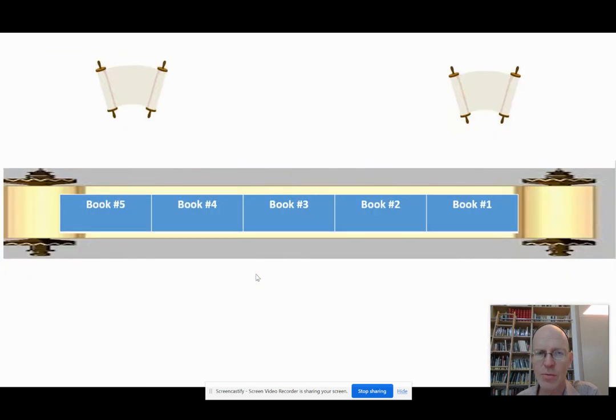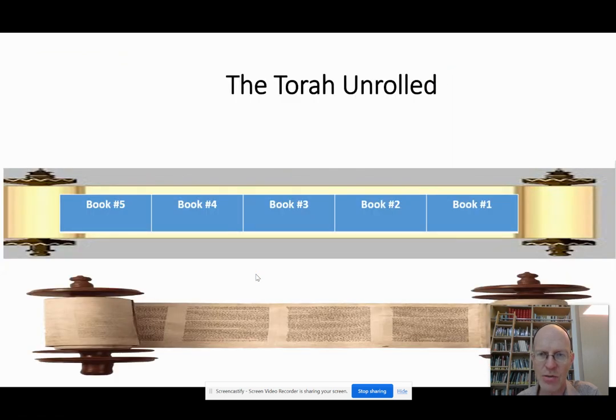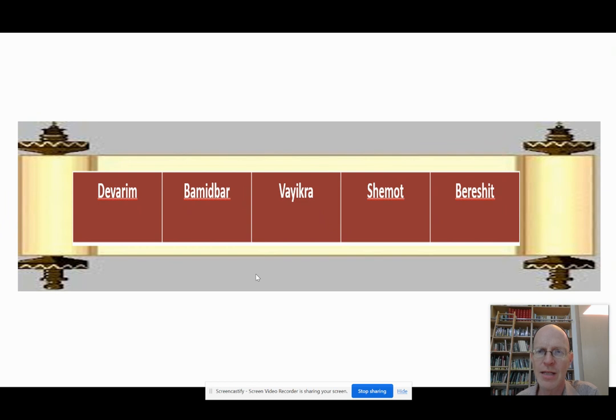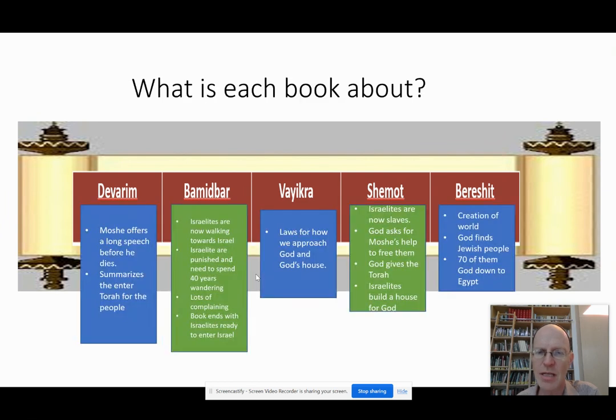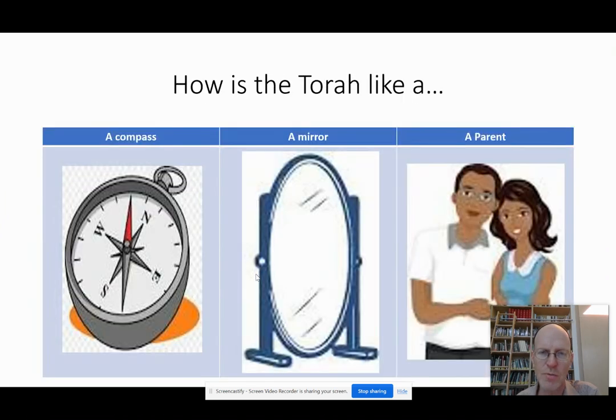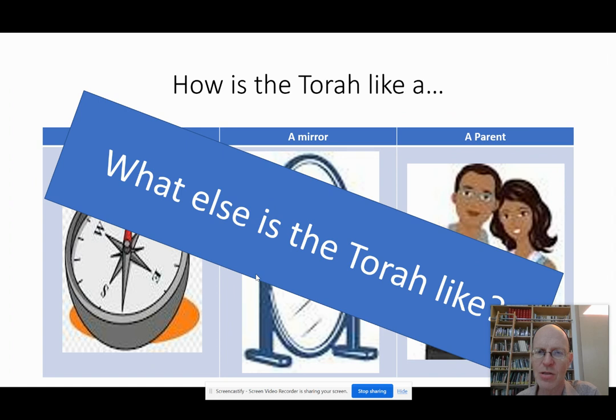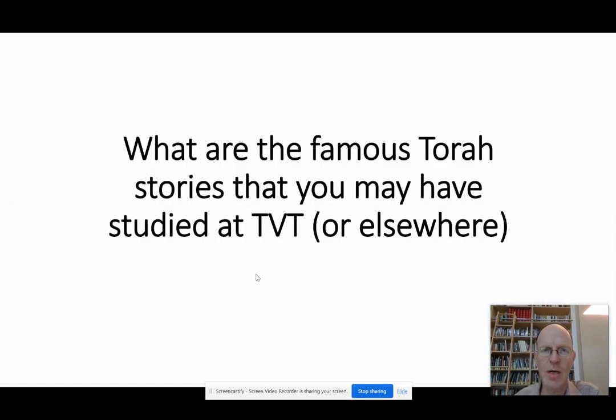And of course, the Torah has 5 books within it. There's a picture of a Torah unrolled. These are the books of the Torah and what's in each book, with a short description of each. And then we say Torah as a metaphor, right? How is Torah like a parent, a mirror, a compass? And what else is the Torah like? This is a good place for discussion of what the Torah is supposed to do for us.